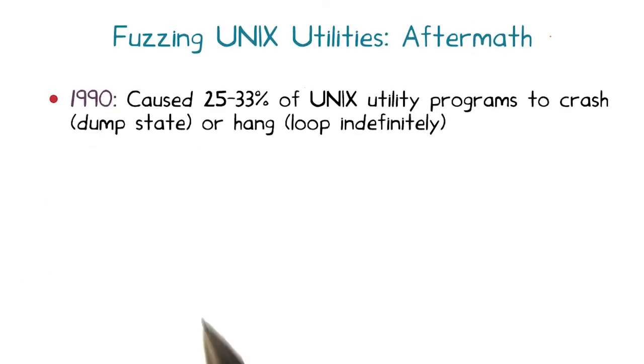Let's look at the aftermath of these studies. In the 1990 study, a total of 88 utility programs were tested on 7 different versions of Unix, with most utility programs being tested on each of the 7 systems. 2 kinds of errors were discovered in 25 to 33% of the tested programs: crashes, which dump state, commonly called core dumps in Unix lingo, and hangs, which involve looping indefinitely. These errors were reported to the developers of the programs.